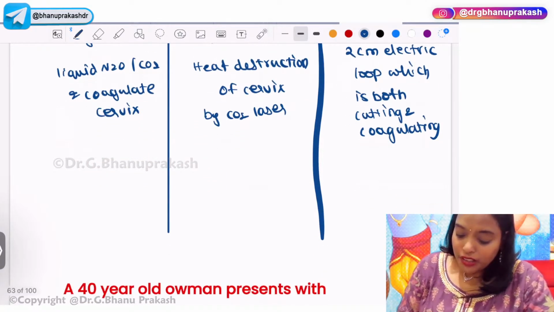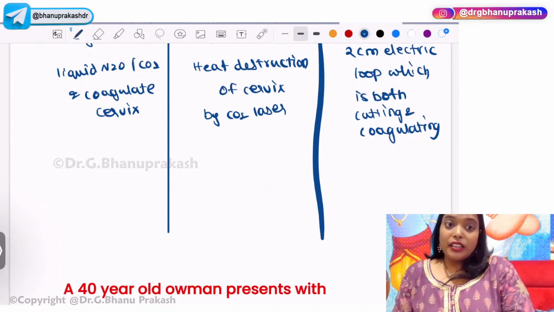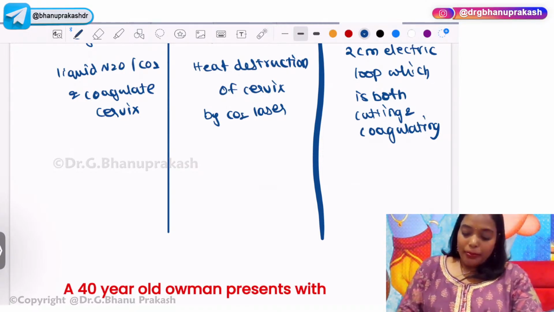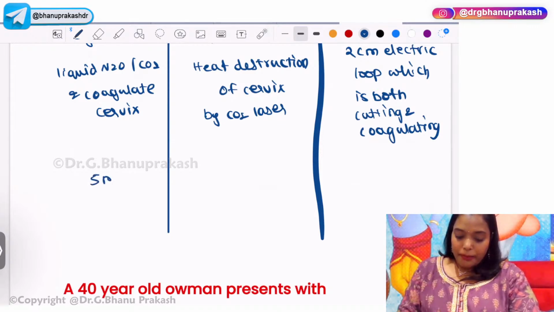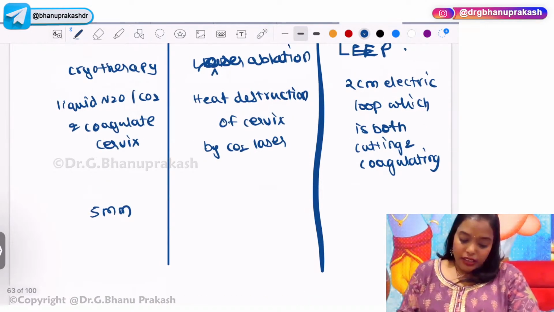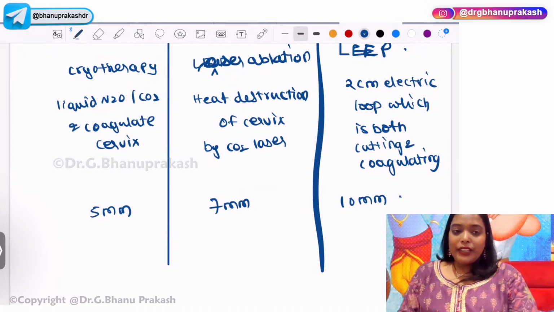What is the depth of destruction for cryo? What is the depth of destruction for laser? And what is the depth of destruction for LEEP? The depth of destruction of cryo is 5 mm. The depth of destruction for laser is 7 mm. The depth of destruction for LEEP is 10 mm. 5, 7, 10. Okay.